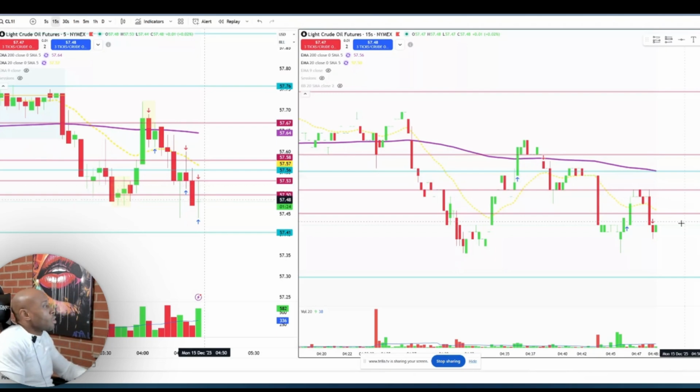So it did bounce off this level, but it was only for like a 1-to-1. I'm not looking for a 1-to-1. Right. So we took that loss, two losses, one win. It's cool.